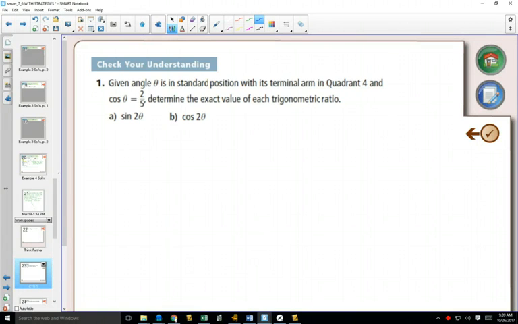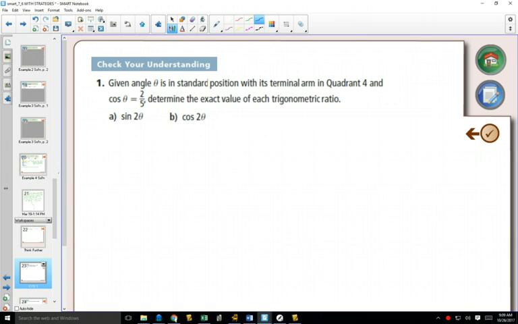Given angle theta is in standard position with its terminal arm in quadrant 4 and cos theta equal to 2/5, what does this make you feel like? Even before we get to what the question is, does it feel like a triangle question, where they're telling you what quadrant it's in and what the cos or the sine is? So it's probably going to be that strategy of drawing a triangle that is going to help you.